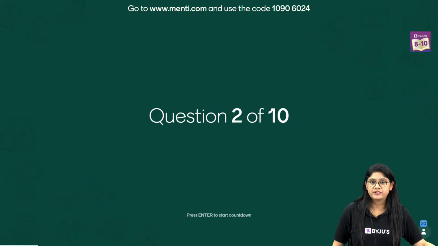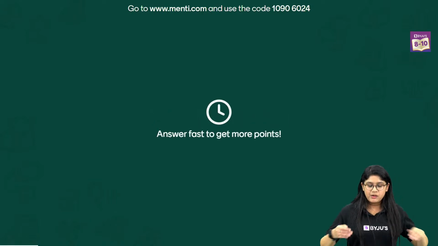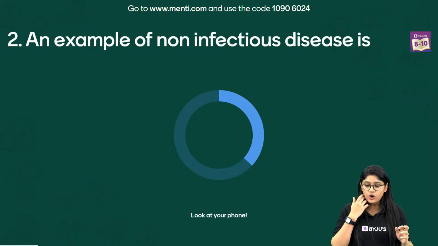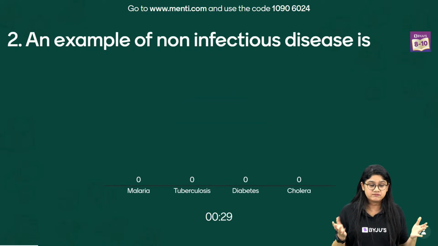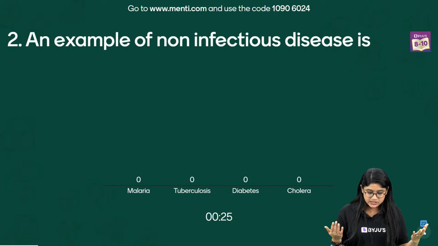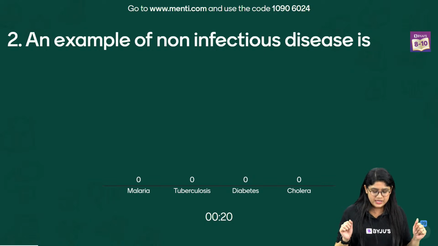Now, second question. Come on, I want all of you to answer it really quickly. An example of non-infectious diseases. Super easy. An example of a non-infectious disease is, we have malaria, tuberculosis, diabetes, and cholera. Super easy question, right?